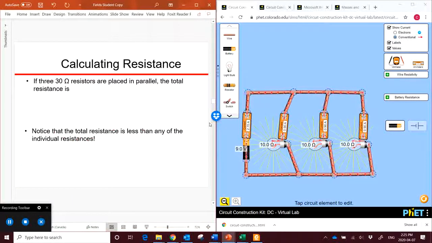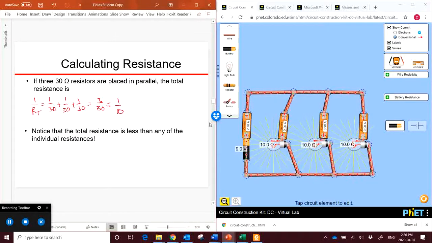Okay, so let's look at how this resistance equation works. It's a little bit strange, but let's see what happens. Let's say we have 3 resistors that are 30 ohms, all placed in parallel. That gives us 1 over our total resistance is equal to 1 over 30 plus 1 over 30 plus 1 over 30, which gives us 3 over 30, or 1 over 10.